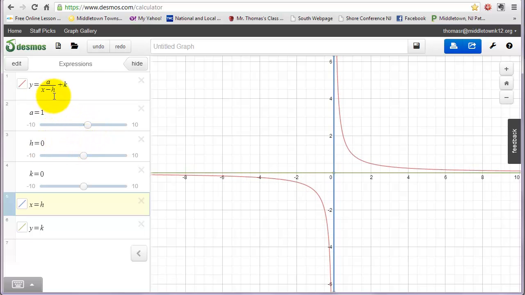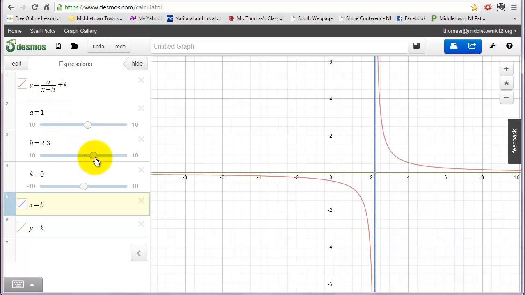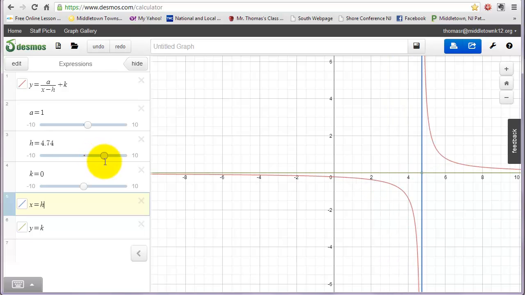Now remember, the h causes a horizontal movement, and as h goes positive, it's going to shift it to the right, and as h is negative, it's going to shift to the left. In our equation, we have the minus, so when I put a +1 for h here, it's going to be x minus 1. So as we see, as h goes positive, it's shifting the curve to the right, and it is also shifting our vertical asymptote.